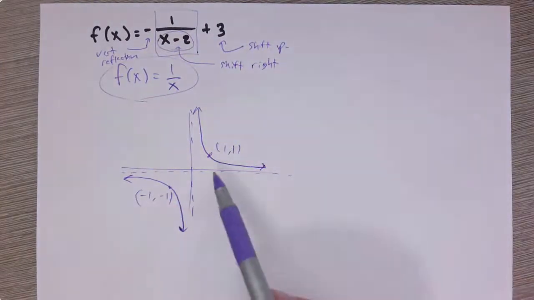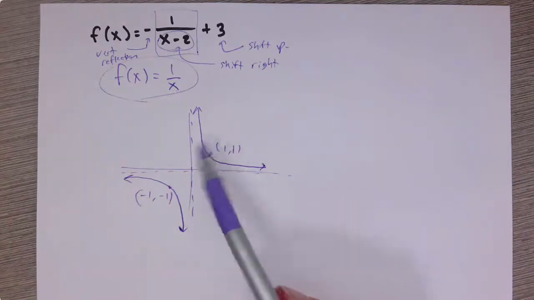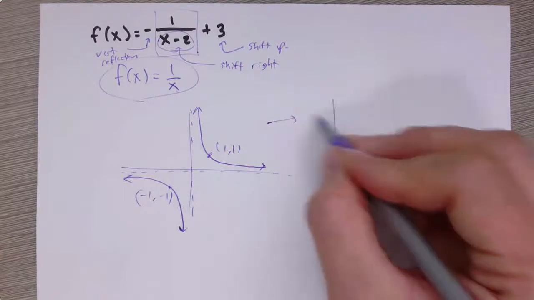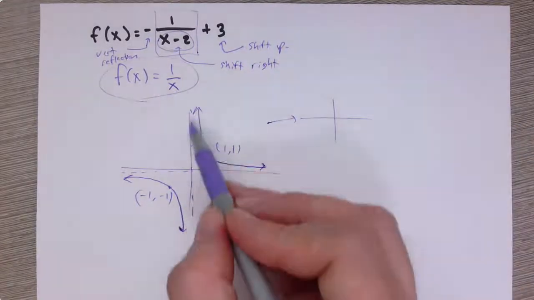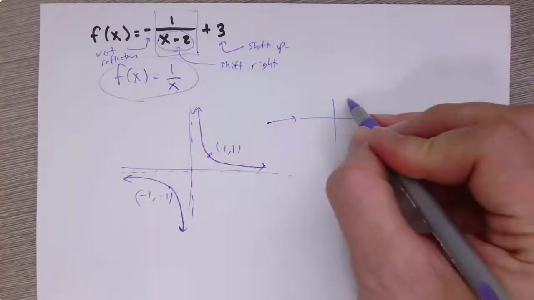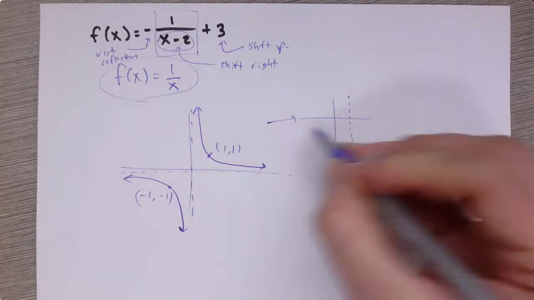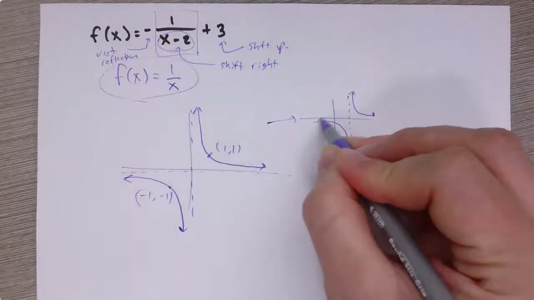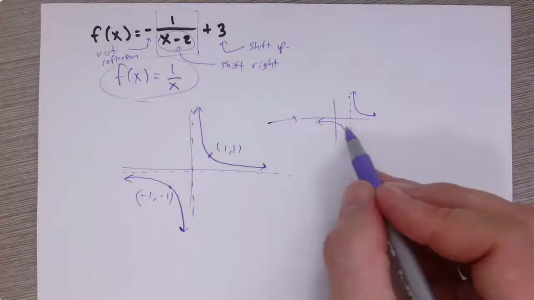All right, so let's apply these one at a time. What happens if I'm going to shift it right? So I'm just going to make a little tiny sketch of it shifted right. So everything shifts, including these asymptotes. So the vertical asymptote at 0 is now going to end up at 2 because I've shifted it right by 2. And everything else kind of the same. All right, so that's after shifting it right.